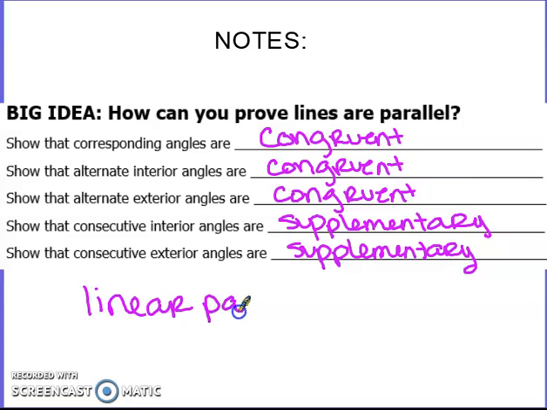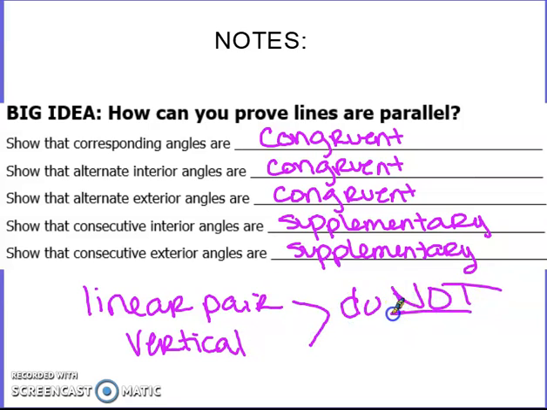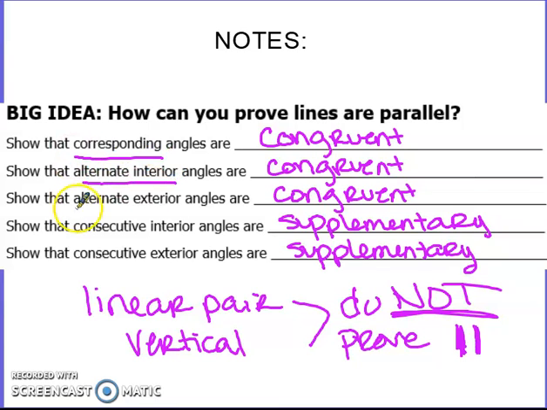A linear pair and vertical angles, although we use them when we're solving transversal problems, they do not prove that 2 lines are parallel to each other. So even though you might have vertical angles, or even though you might have linear pair that's supplementary and adds to 180, they do not prove it parallel. The only ones that work are your corresponding angles, alternate interior, alternate exterior, consecutive interior, and consecutive exterior.